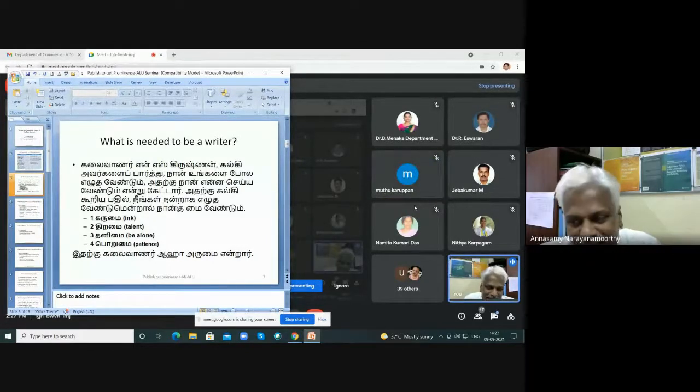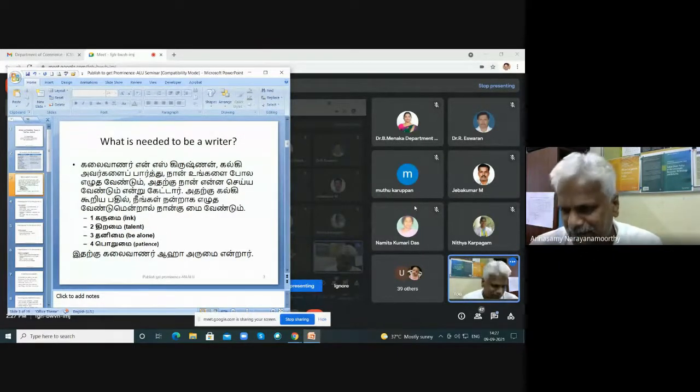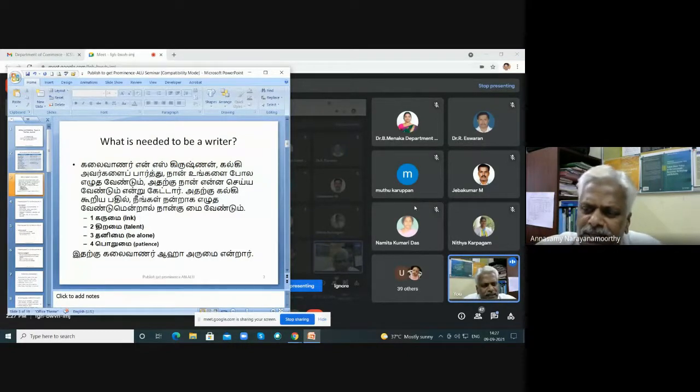This is the only slide I will be using in Tamil, because I have put a title: what is needed to be a writer? Writer means you are a researcher. Publishing a paper makes you a writer. Whether you write a story or anything, once you start writing papers, you are a writer. Absolutely, no doubt in that. So we had two greats, one actor, one writer. They met. Kalaivanar N.S. Krishnan. I hope everyone knows about him.